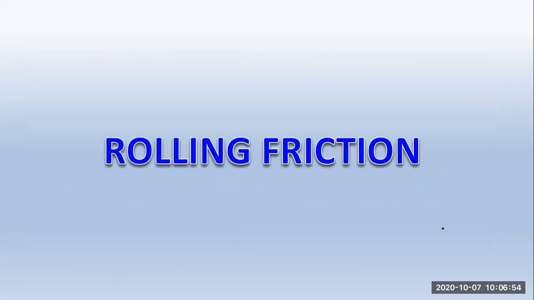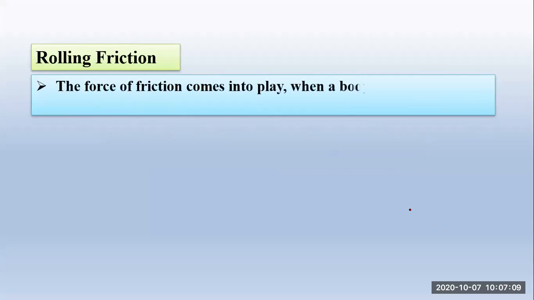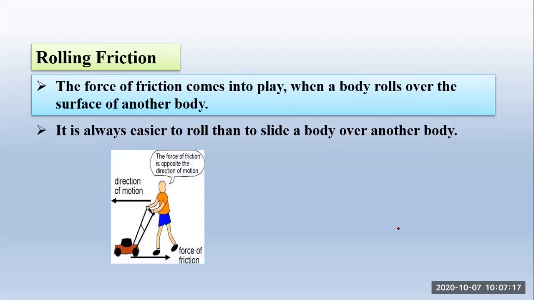Now we will discuss rolling friction. So what is rolling friction? When an object rolls, the friction offered by the surface is called rolling friction. So rolling friction is much less than these other two frictions. The force of friction comes into play when a body rolls over the surface of another body. So it is always easier to roll than to slide a body over another.